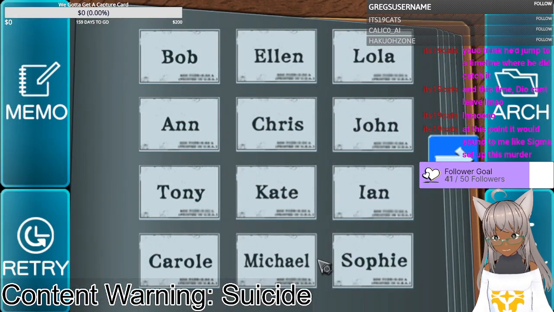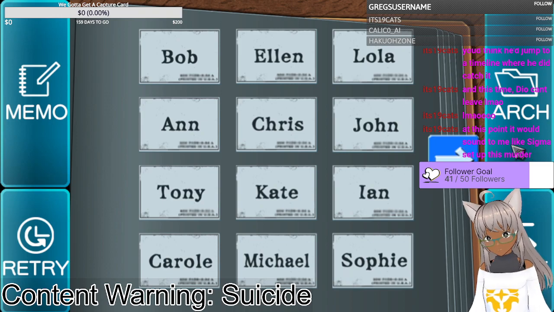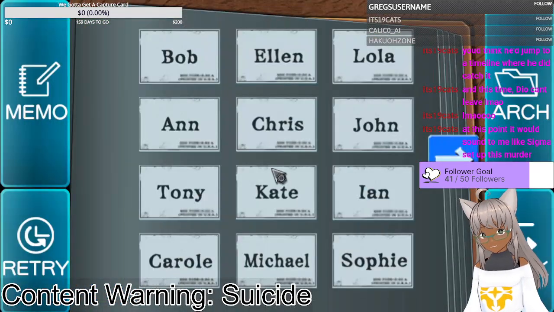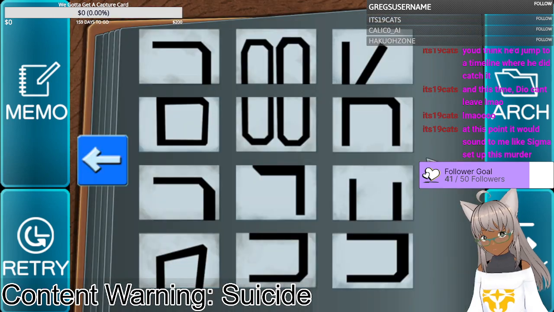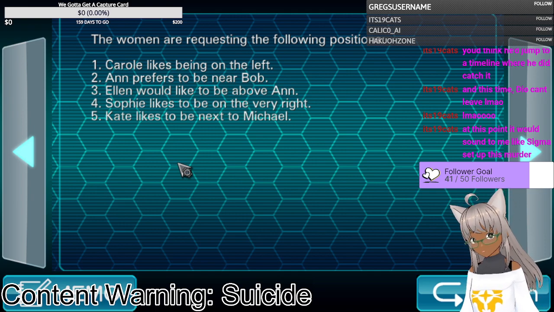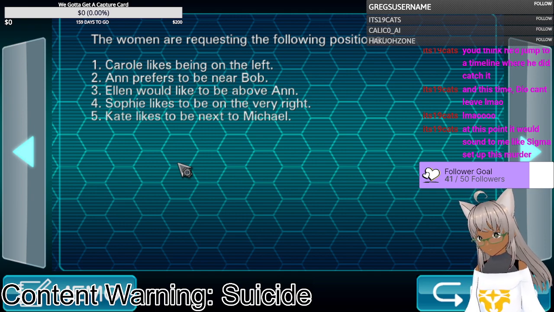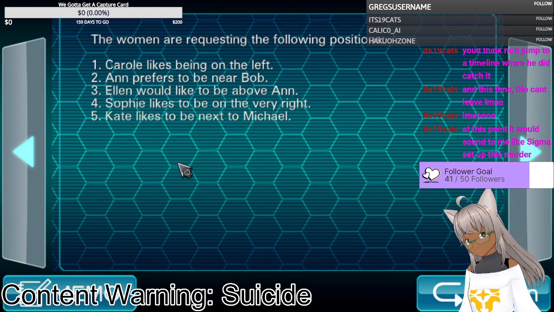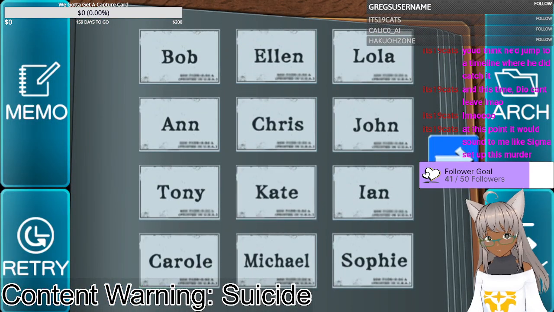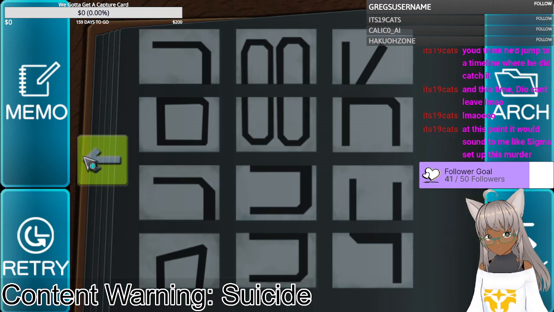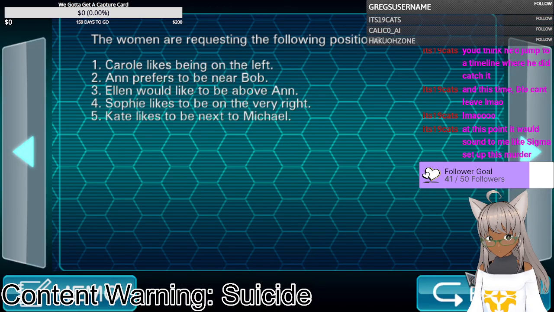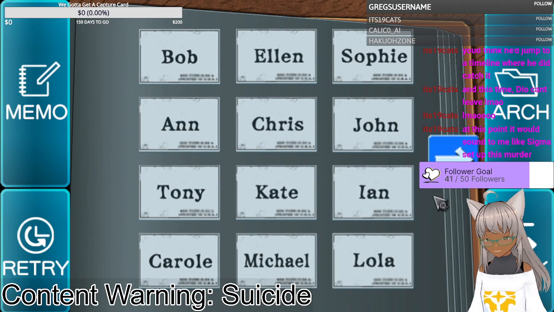Kate likes to be next to Michael. So here, and then not quite. So we have done this for her. Carol likes being on the left, and Anne would prefer to be near Bob. Wait. Sophie likes to be on the very right. So what if we switch Lola and Sophie?